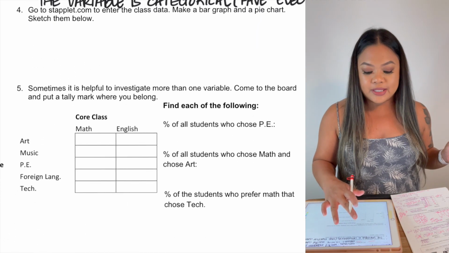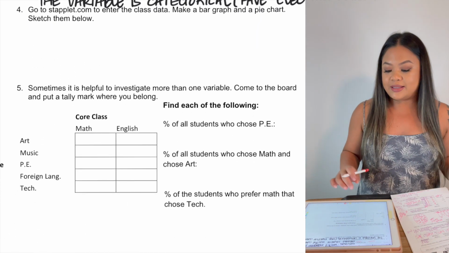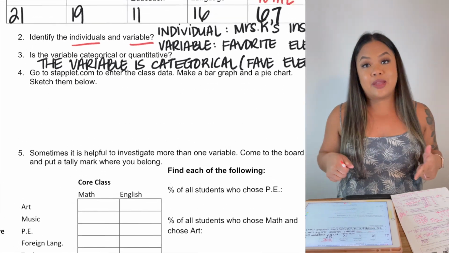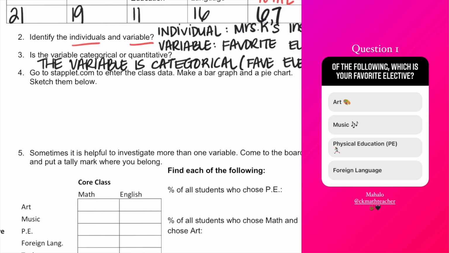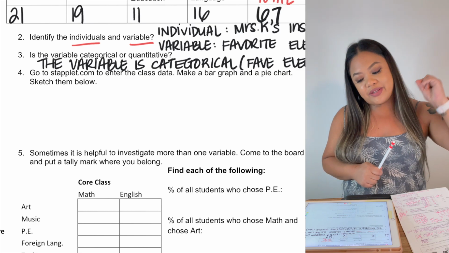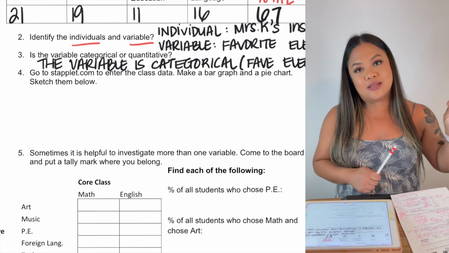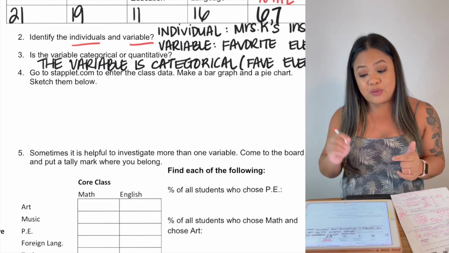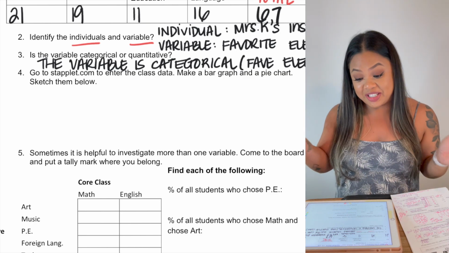It says go to statlet.com to enter the class data, make a bar graph and a pie chart and sketch them below. This problem again was the Instagram poll that I posted up a while back, and I asked my followers what was your favorite elective class? Art, music, physical education, or foreign language. We took off the technology at the end there because Instagram only had 4 options, so I didn't include technology. And instead we crossed that out and we put total, which is 67.